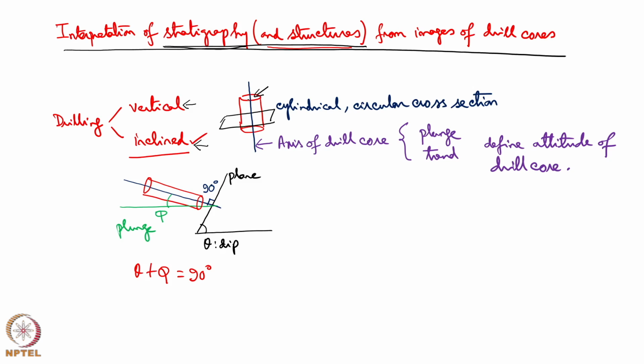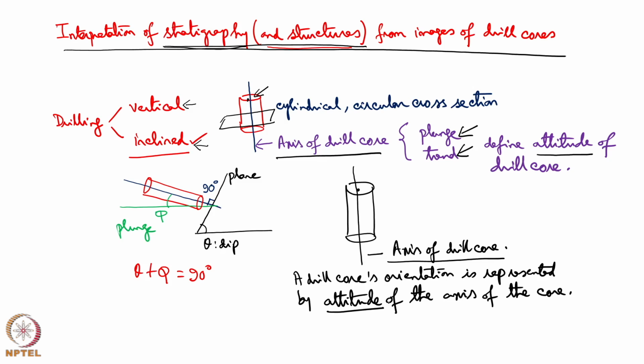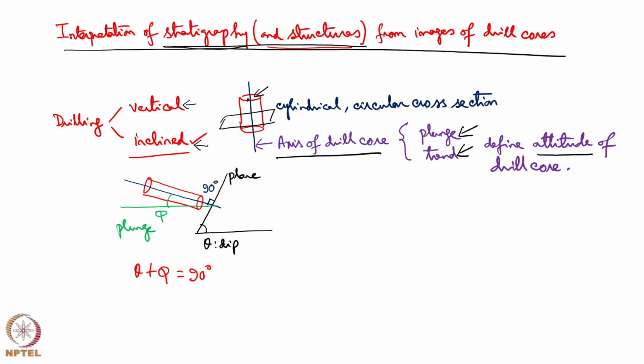And from this center, let me draw here, and from this center lying on this circle, if I drop a normal, then this normal is known as the axis of the drill core, which I have also drawn over there. The axis of the drill core, being a line, has its attitude represented by the two terms plunge and trend. Now let us explain how a plane can intersect with a drill core.